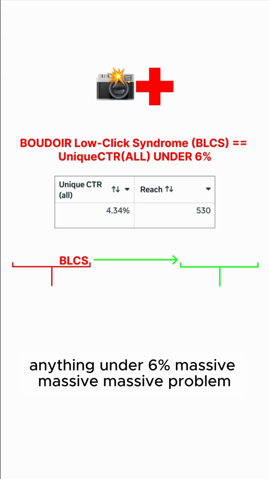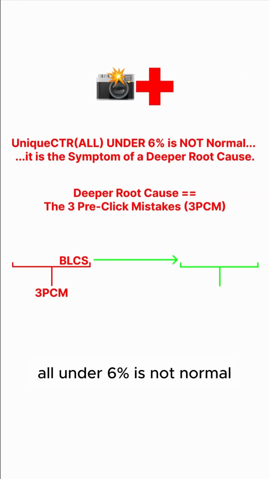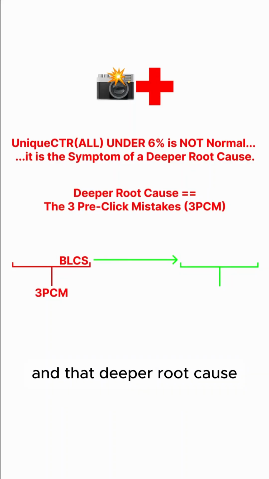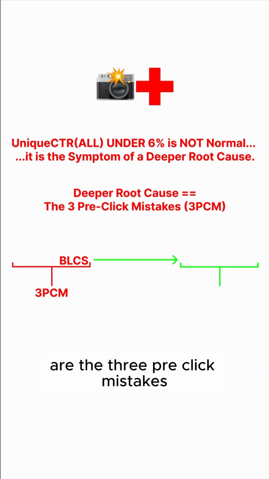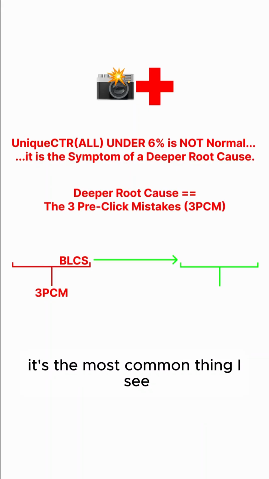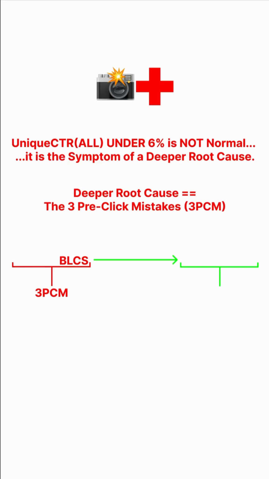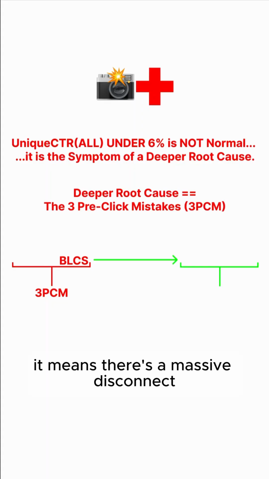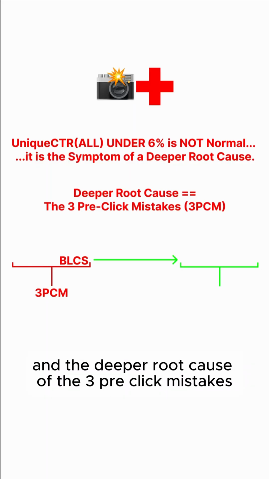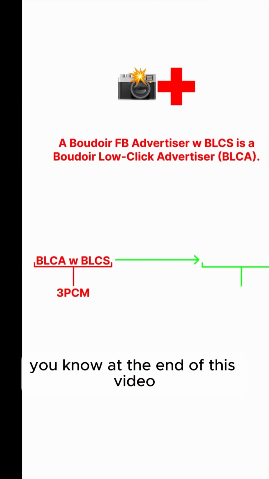Anything under 6%, massive, massive, massive problem. That's because a unique CTR all under 6% is not normal. It is a symptom of a deeper root cause, and that deeper root cause is the 3 pre-click mistakes. Unique CTR all under 6% is extremely common. It's the most common thing I see with Boudoir Facebook advertisers, but it's not normal. It means there's a massive disconnect in the ad. And the deeper root cause is the 3 pre-click mistakes, the 3 PCM. More on those at the end of this video.